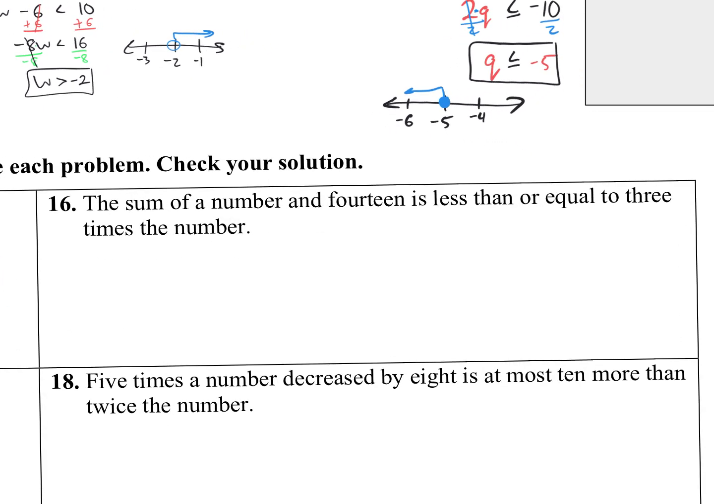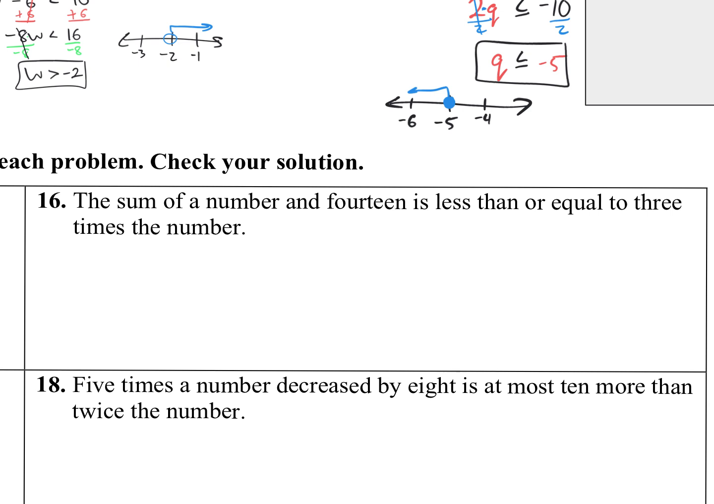Once again, as you read it, I would start writing things down. What does sum mean? Sum means addition. So we're going to put addition, okay? And it does not imply a switch in order. So what are we adding? A number and 14, okay? The sum of a number, we're going to call that x, right? And 14, that's simply 14. So there it is, the sum of a number and 14.